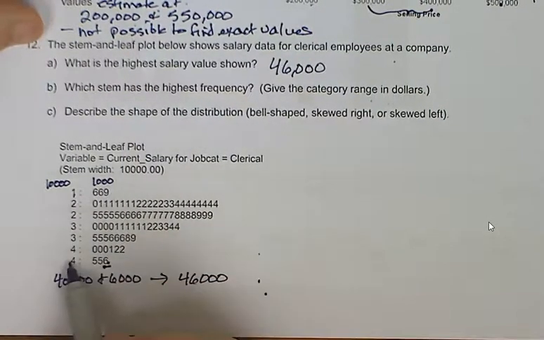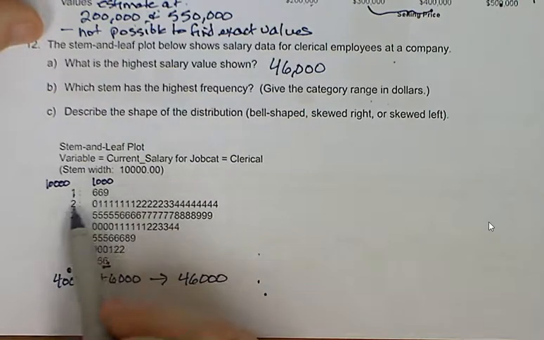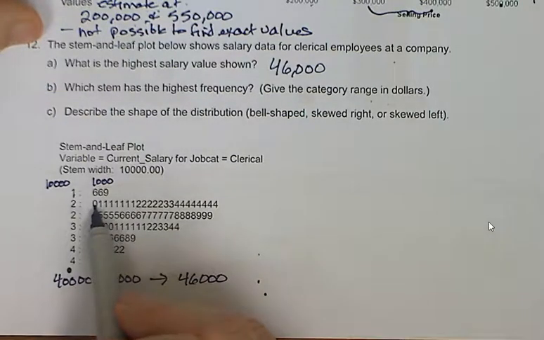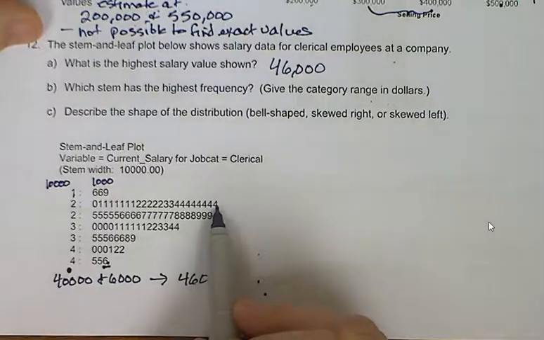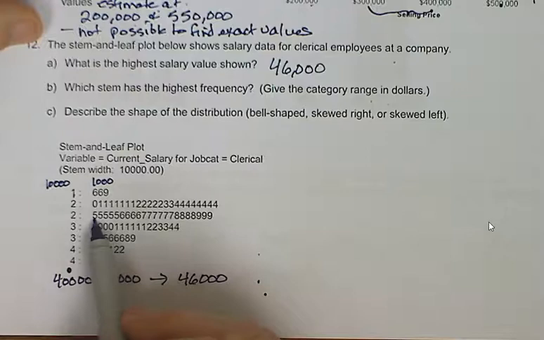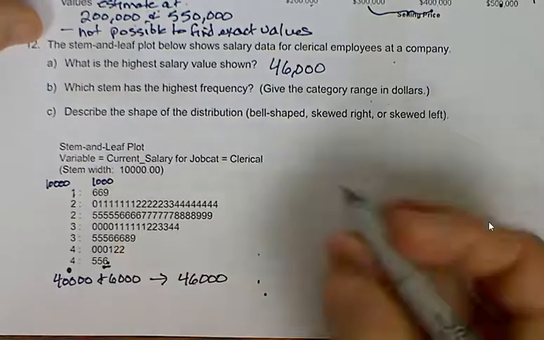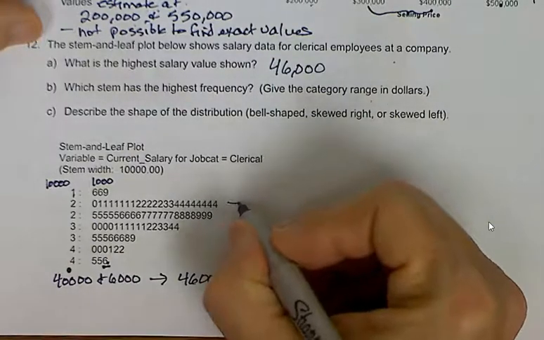Notice in this stem and leaf plot we have split stems. So this stem goes from 20,000 up to 24,999 because the next stem starts at 25,000. So this is our highest frequency one.